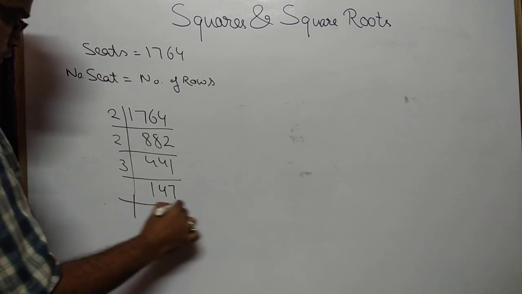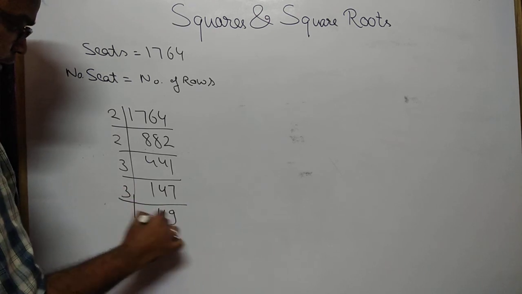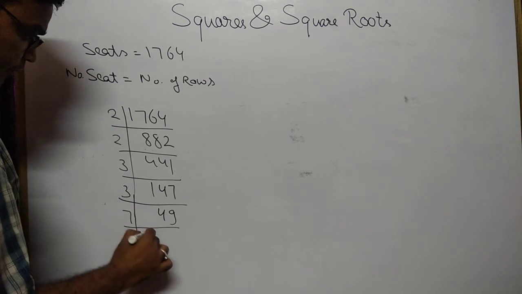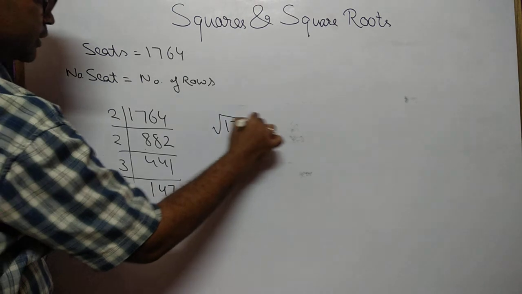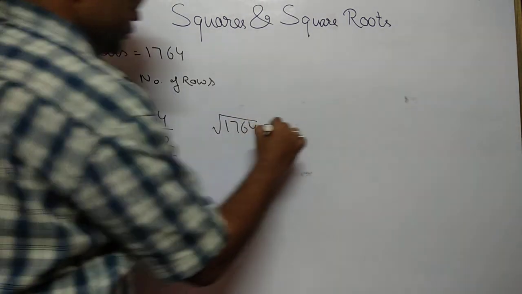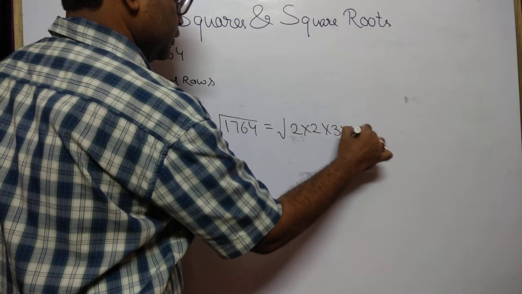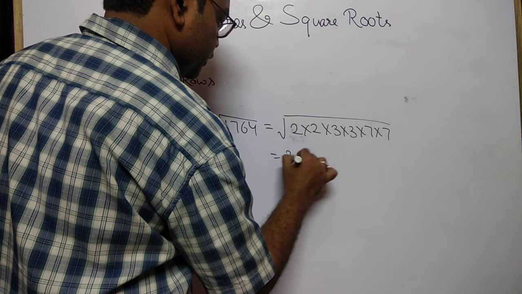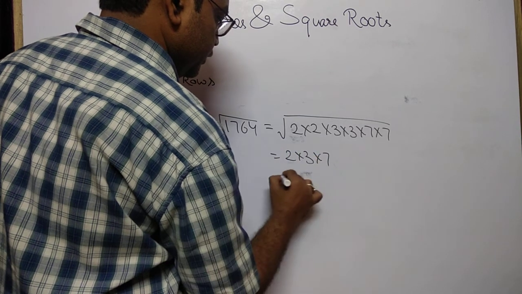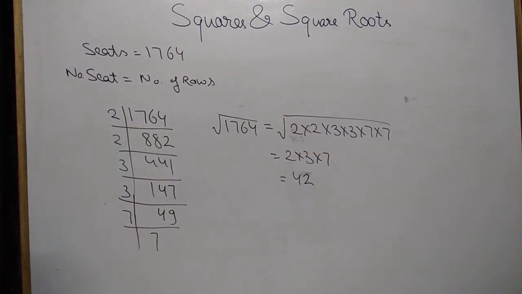Now it's 3 4 is 12, 3 9 is... Now further we can find out 7 7. So here we can write down 1764. Square root of this is equal to 2 into 2, 3 into 3, and 7 into 7. You have to find out the square root, that is 2 into 3 into 7, it's 42. So this is the number of seats in each row.